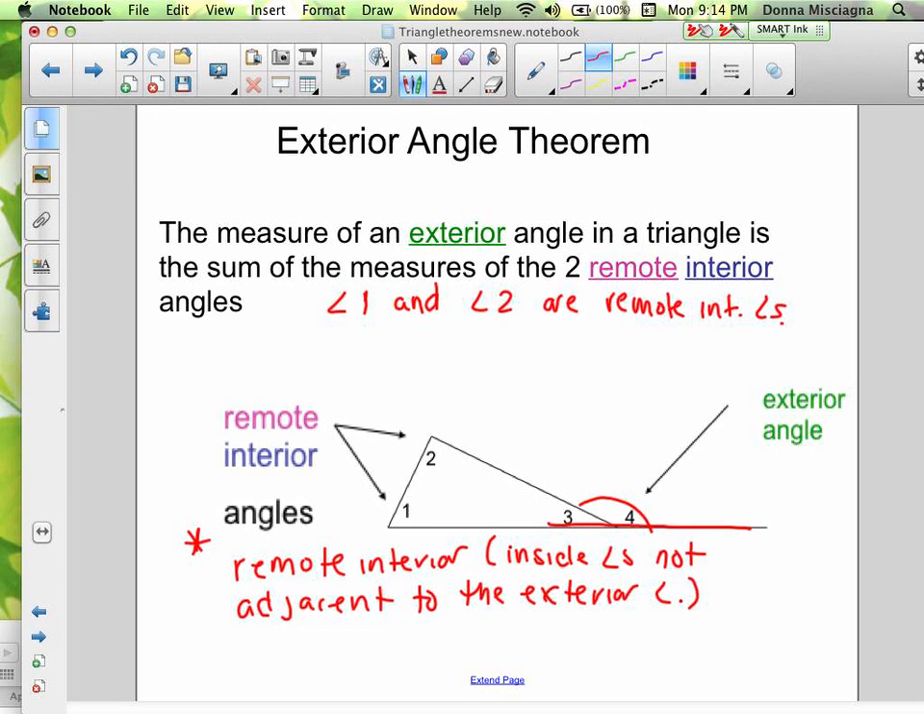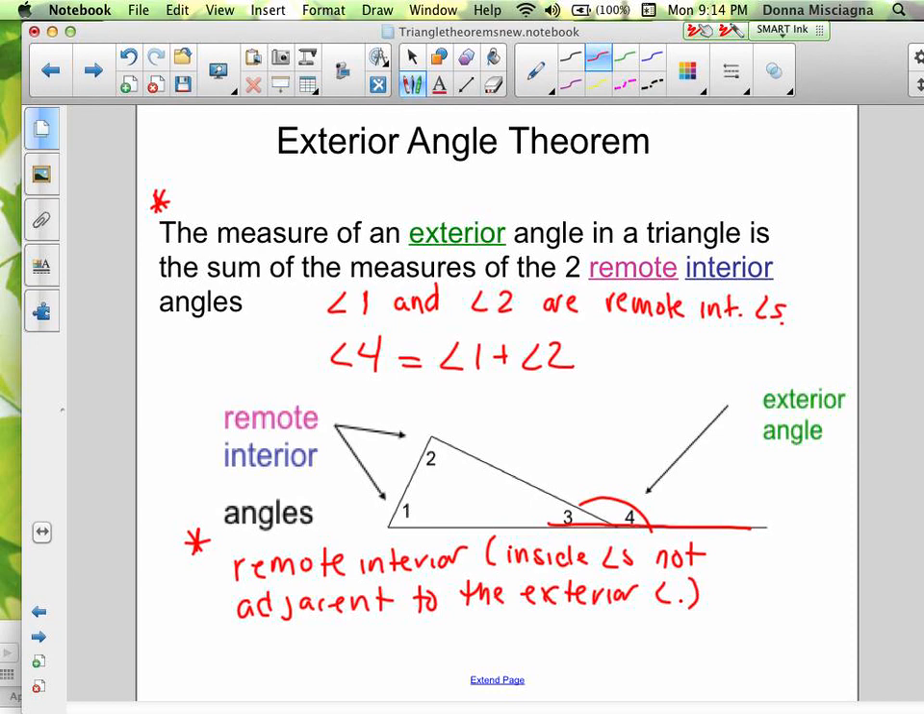So what this whole sentence means is that the measure of the exterior angle, which is angle 4, is equal to the sum of the measures of the two remote interior angles, in other words, angle 1 plus angle 2. So now we have another way to find the measures of angles in a triangle. All you have to do is identify the two angles that aren't next to your exterior angle.